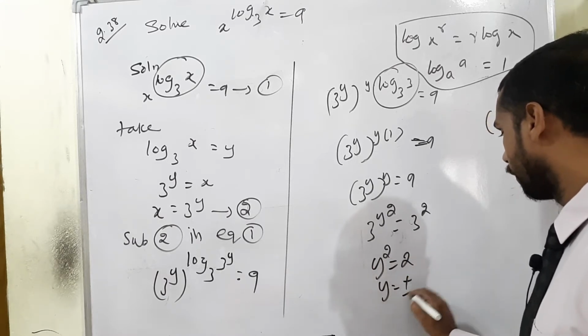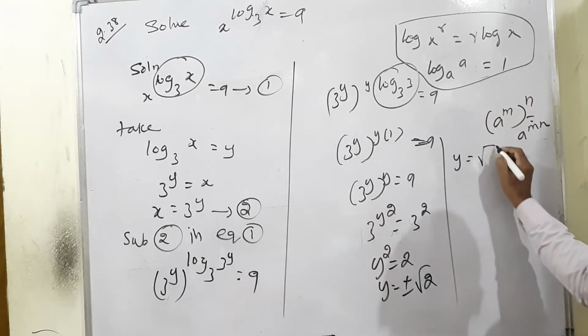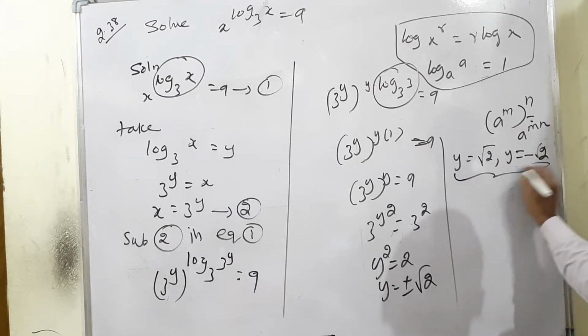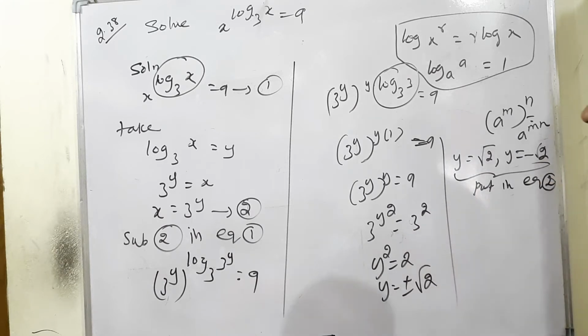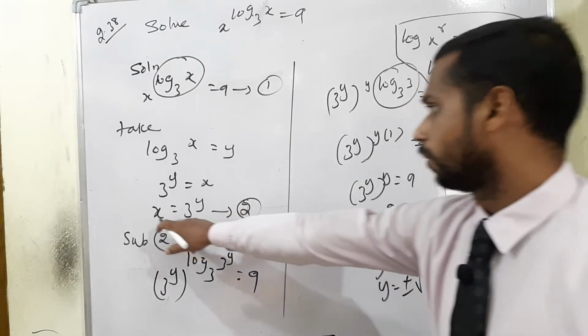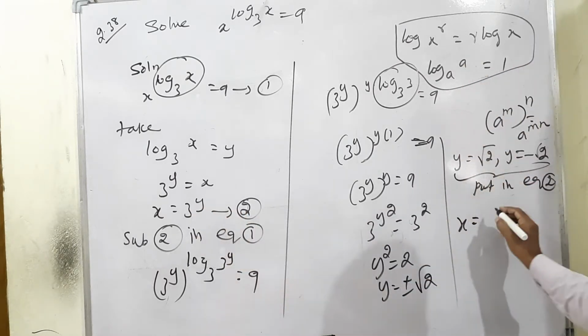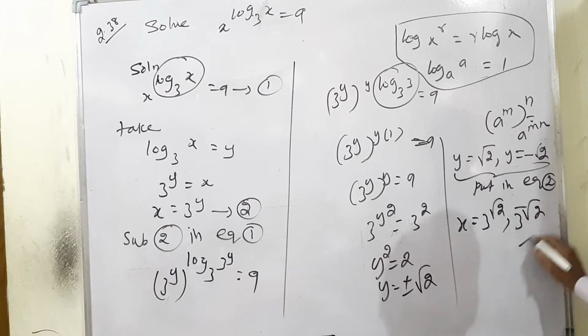Therefore y is equal to, we can say, plus or minus root 2. Now y is equal to plus root 2, one answer, y is equal to minus root 2. These two values we put in the equation, because we need the x value. So x is equal to 3 to the power y. For one answer, 3 to the power positive root 2. Another answer, 3 to the power minus root 2. This is our answer. Okay, I will continue with the next question.